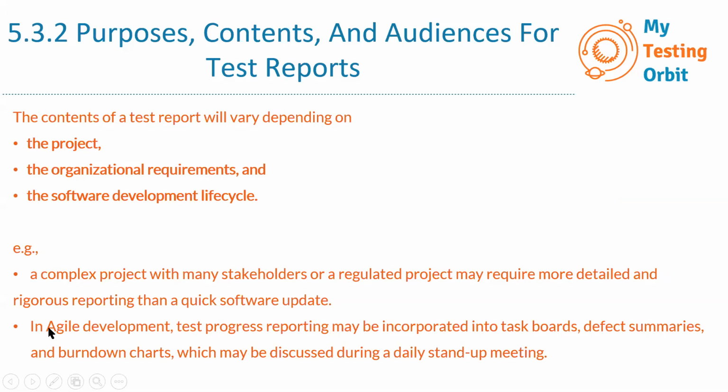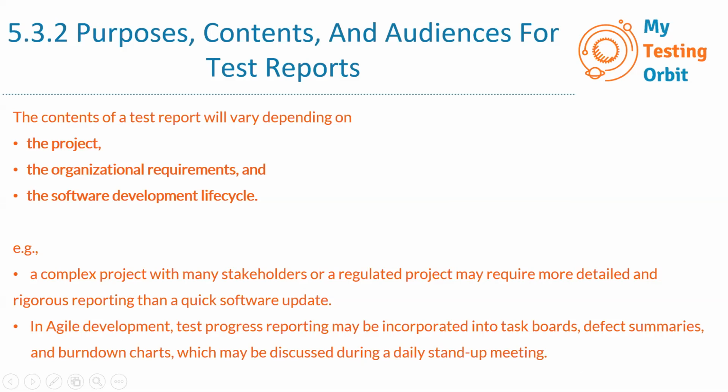In the next example, in agile development, the test progress reporting may be incorporated into task boards, defect summaries, and burn down charts, which may be discussed during a daily stand-up meeting. In a sequential project, we have a template for the test progress reports, which can be sent every day. But in agile, if team members are using a management tool like Jira, they discuss it every day in the daily stand-up meeting. This is the purpose of having a daily stand-up meeting, to discuss the progress of testing.